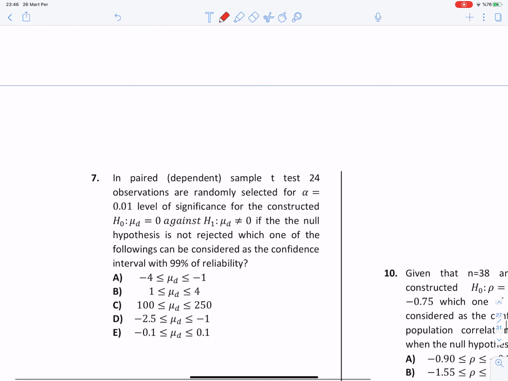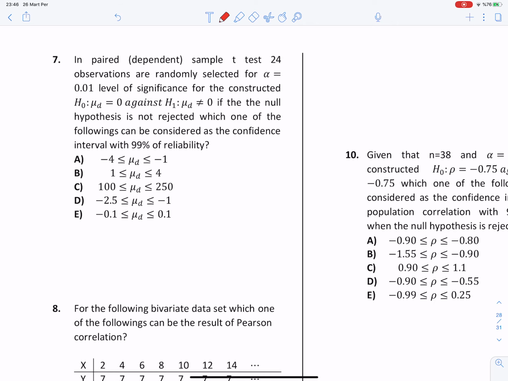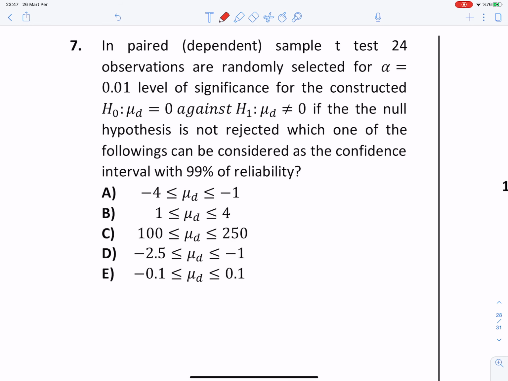Okay, let's move on to the next exercise, 7. In a paired or dependent sample t-test, 24 observations are randomly selected for an alpha 0.01 level of significance for the constructed null hypothesis mu d equals 0 against H1, mu d is not equal to 0. If the null hypothesis is not rejected, which one of the following can be considered as the confidence interval with 99% reliability?